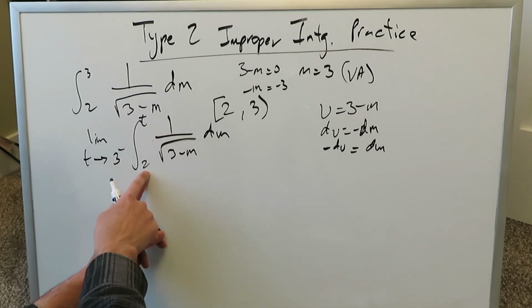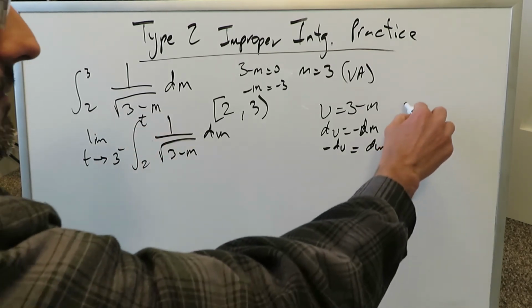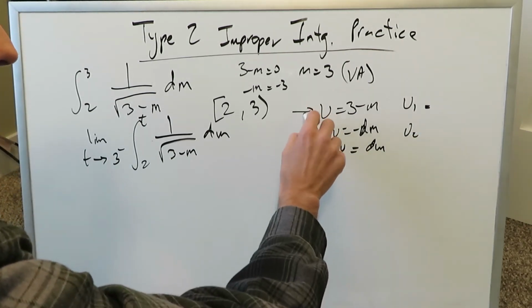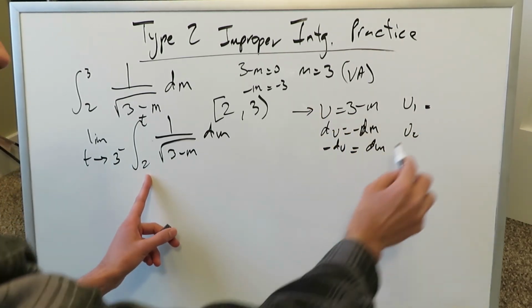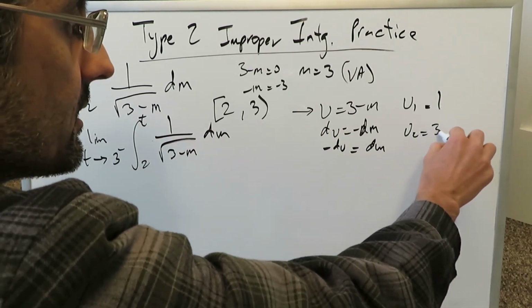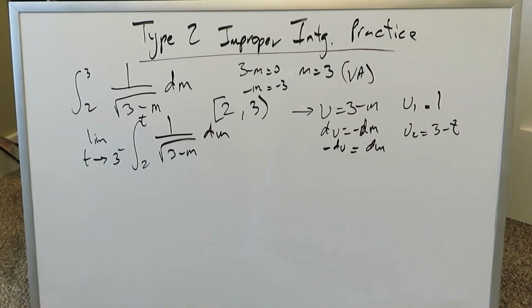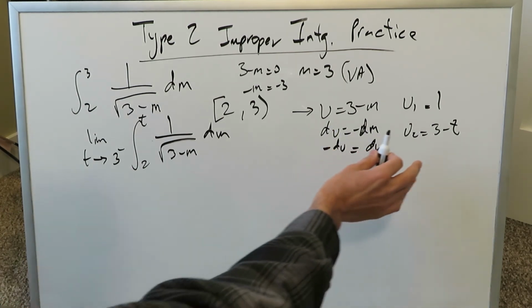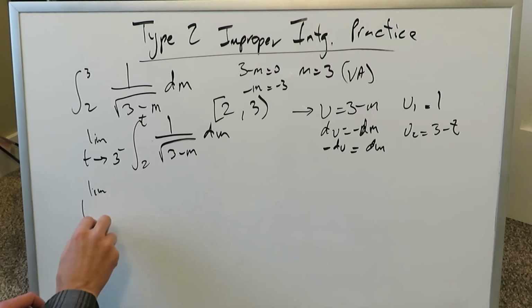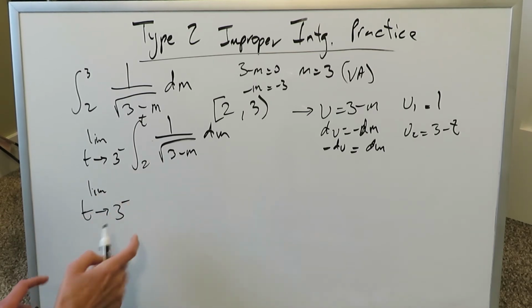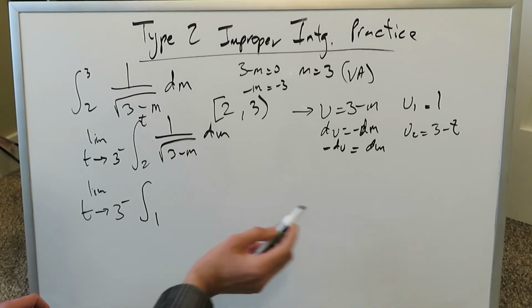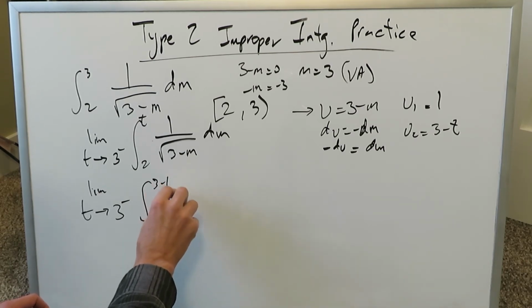This right here is my lower limit, upper limit. We'll have a new lower limit and new upper limit, right? All of that will change with respect to this. 3 minus 2, that'll be u1, and then 3 minus t, and that'll be u2. Remember, it seems a little awkward and off the point here, but everything will work out. I guarantee that. Limit as t approaches 3 from the left, our new interval is now u1 is 1 and our u2 is 3 minus t.